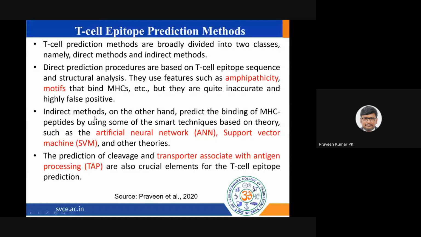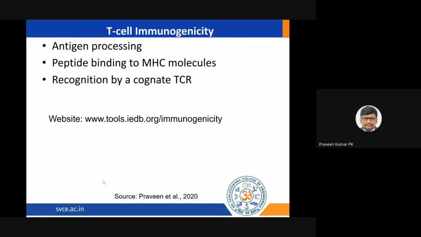There are also indirect methods which predict the binding of MHC peptides by using smart techniques such as machine learning, like artificial neural networks, support vector machines, and other supporting theories. So using machine learning techniques, we can predict the binding of MHC, and we call it the indirect method. And the prediction of cleavage and transport associated with antigen processing are also crucial elements for T cell epitope prediction and are related to T cell immunogenicity. This is one such parameter we can determine from the tool present in the IEDB database.